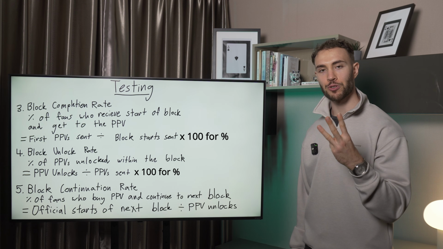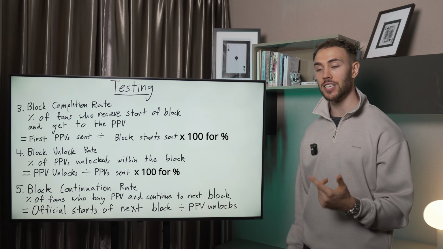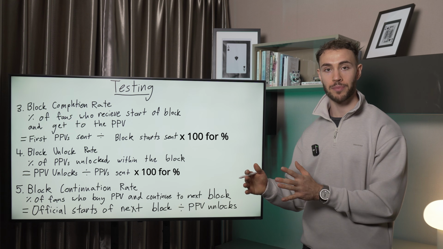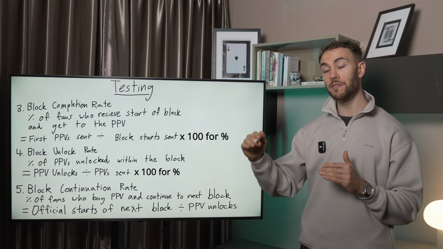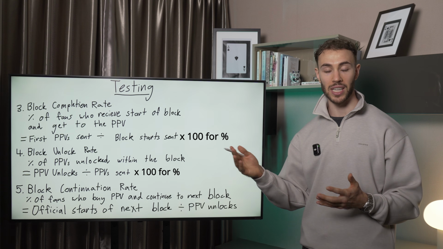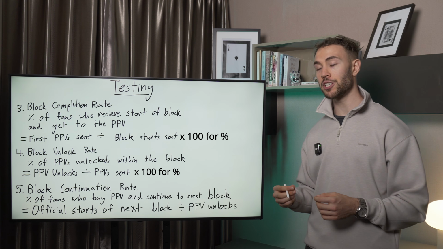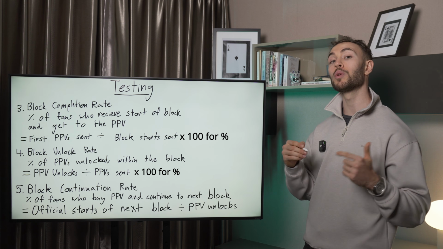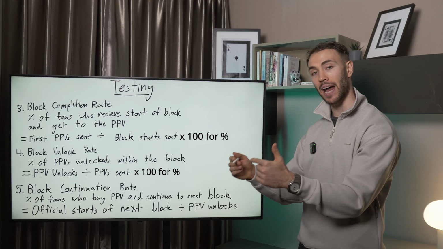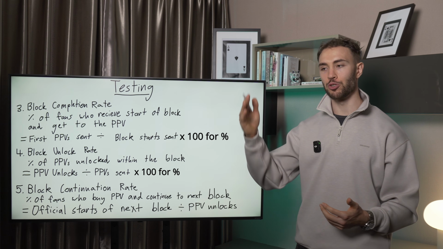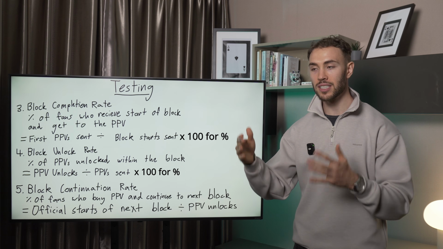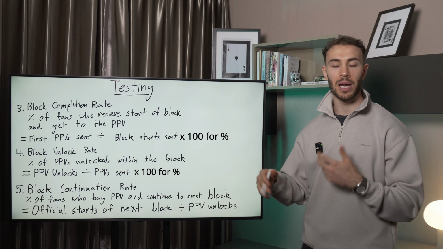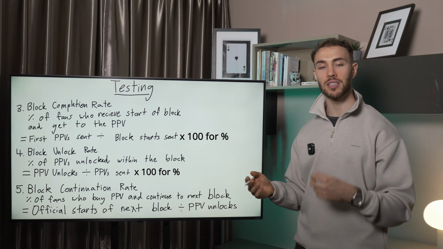The next three metrics are for measuring the effectiveness of the sexting blocks, so the messages leading up to a pay-per-view and the pay-per-view itself with the caption. We have block completion rate, the percentage of fans who receive the start of the block and then will get to the pay-per-view in that block. Obviously, if a bunch of fans are dropping off in the middle of a block, something is wrong with what you're saying. Maybe you have too many wait for reply steps, something like that.